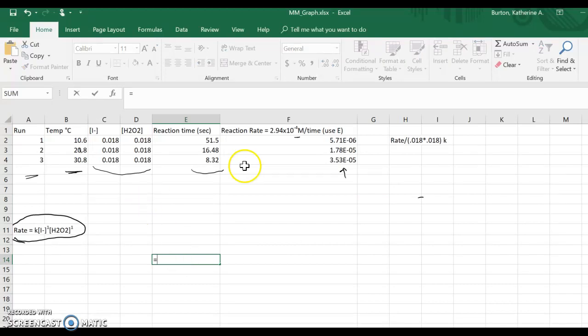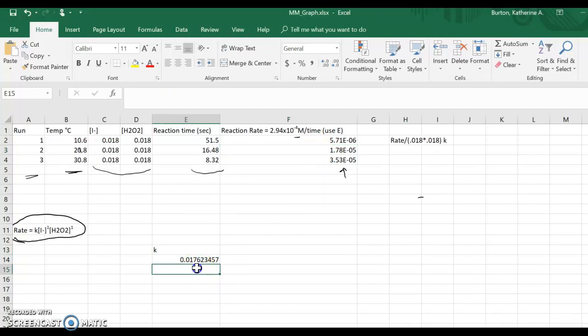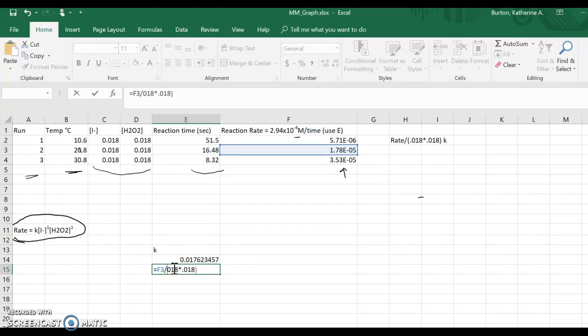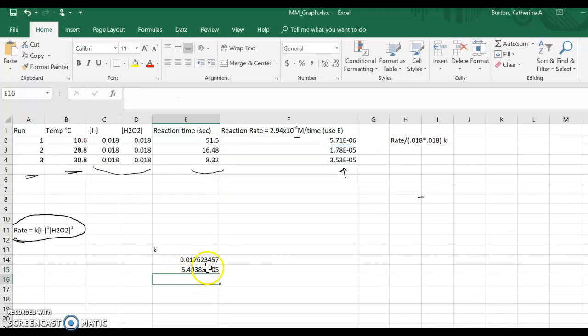So I'm going to come down here and get myself a new column. This column is going to equal our rate, which is here, divided by 0.018 times 0.018, the concentrations in every run. And so when I do this, I'm going to get a k value. So this is going to be k for run one. I can do the same thing for the other ones, and I can set this one equal to this value divided by 0.018 times 0.018. Sorry about that, I fixed this correctly here. And I can do that for the third one as well.